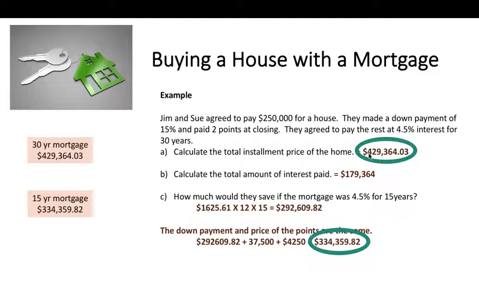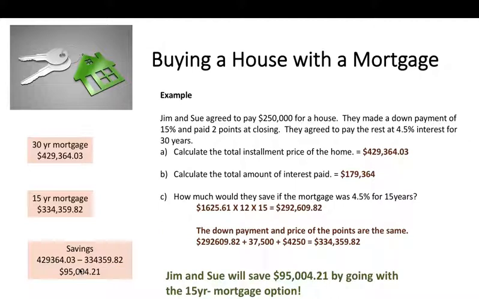So to see how much they're going to save, we're going to compare these two figures. We're comparing the total installment price of the 30-year loan and the total installment price of the 15-year loan. And the difference is $95,004.21 to be specific. So definitely they're going to save a lot of money by going with the 15-year mortgage.